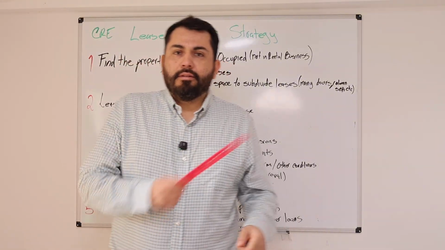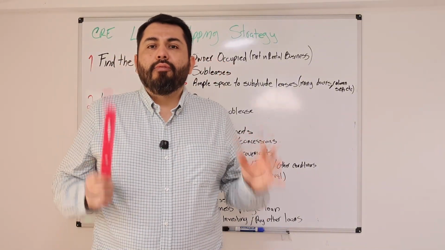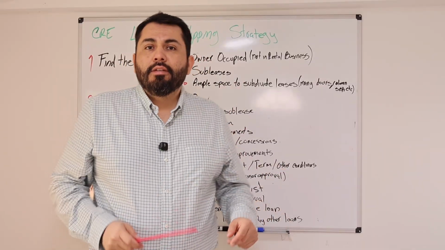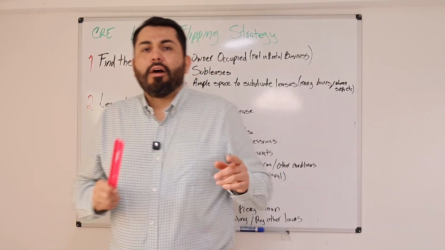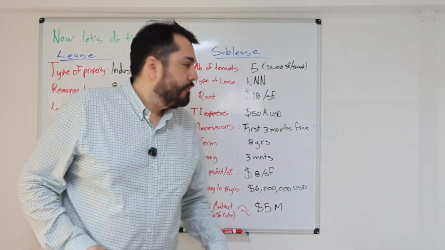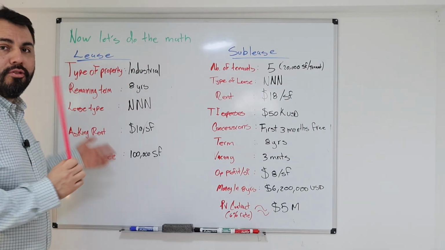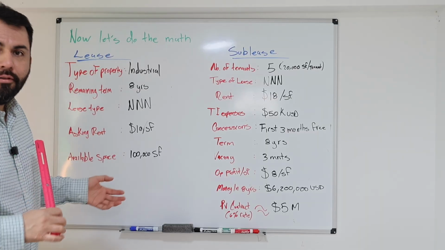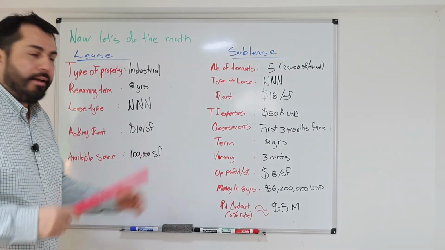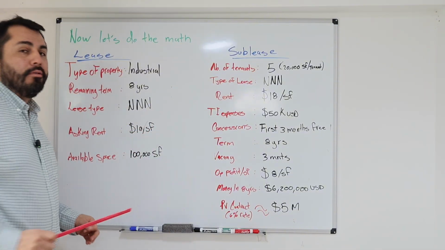In the next board, we are doing some math, an example of this strategy, so you can understand how a business like this works. Okay, so let's do the math for this. For this example, I have an industrial property. As I mentioned before, I like industrial properties for this strategy. Why? Because of the triple net.